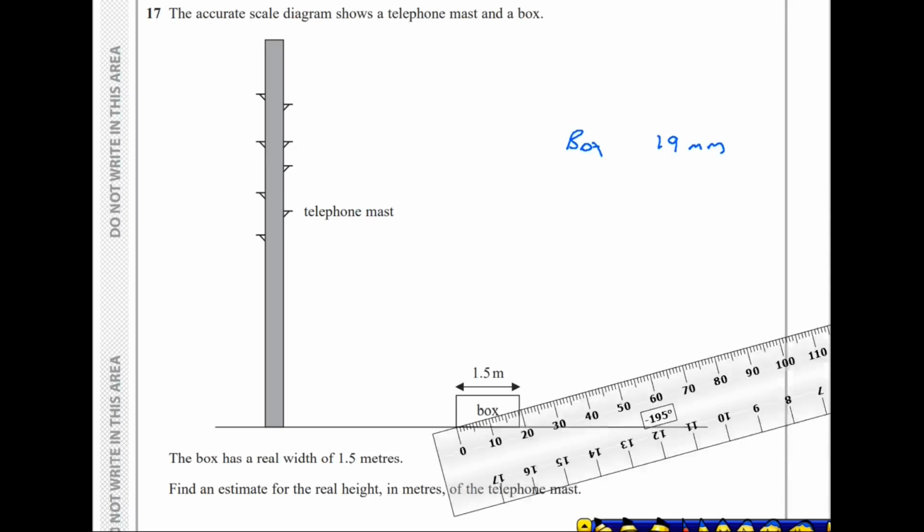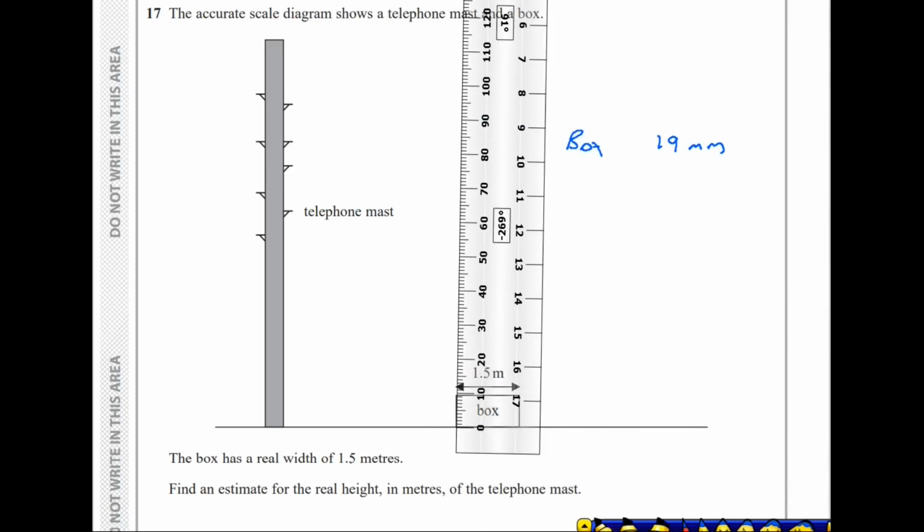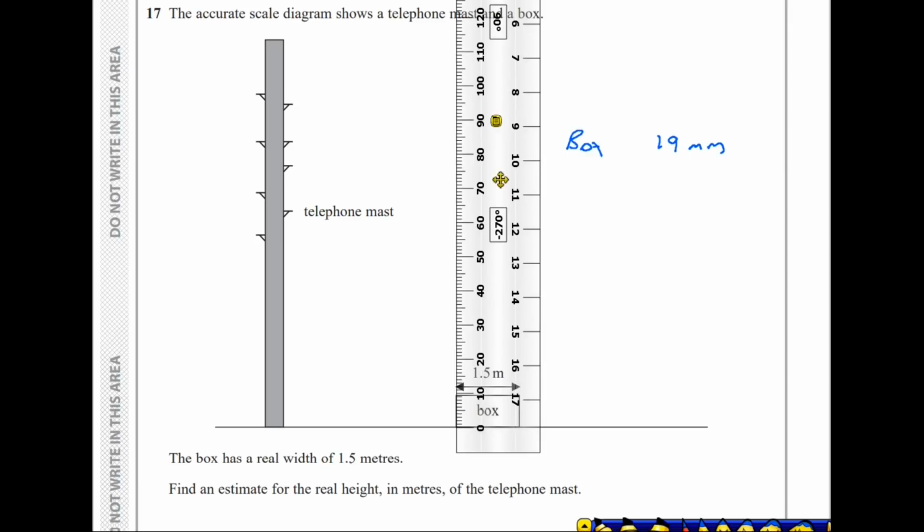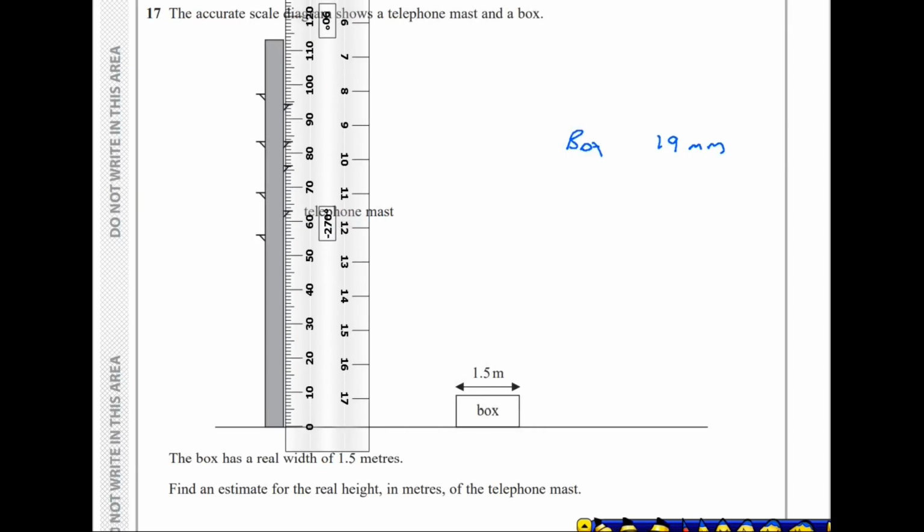I then want to have a look at the height of the mast. So if I move my ruler across to the mast here and measure the height of it, we are looking at 113 millimeters. So that is the mast. Now what I'm going to do is take the 113 and divide it by 19. The answer is going to be 5.94. Well, we're looking for an estimate, so I'm going to call it 6.